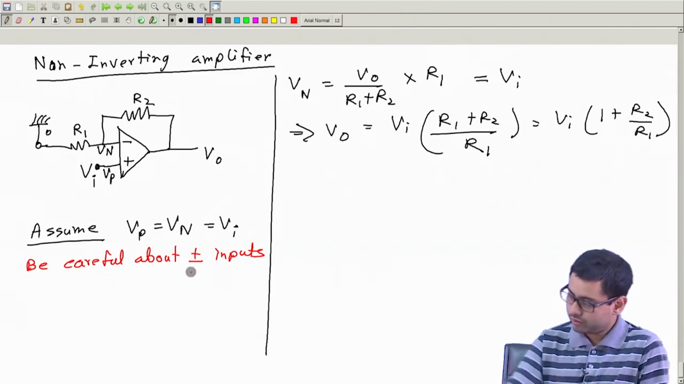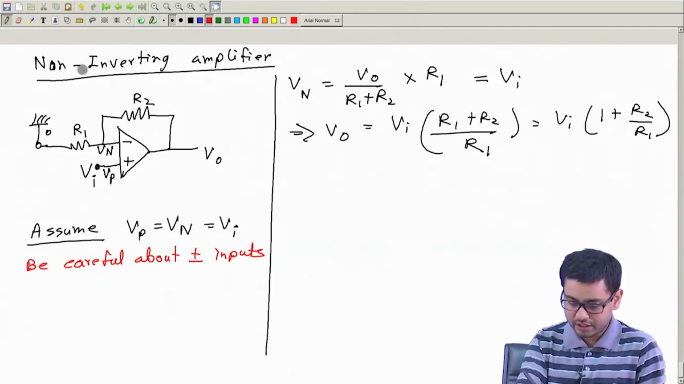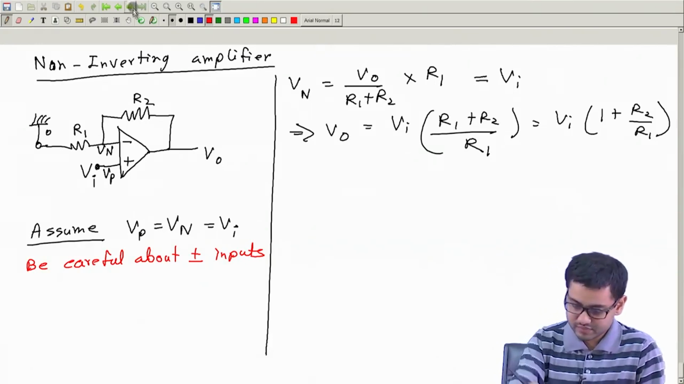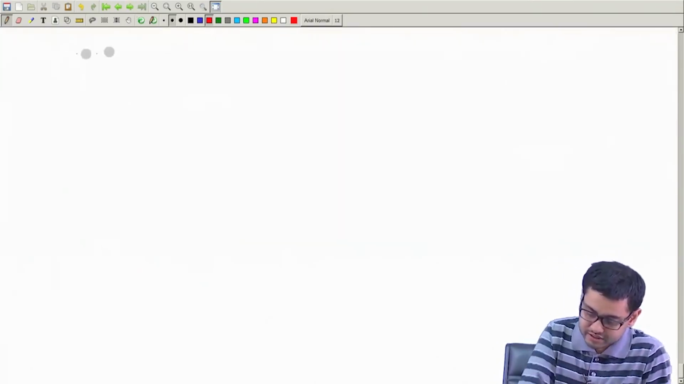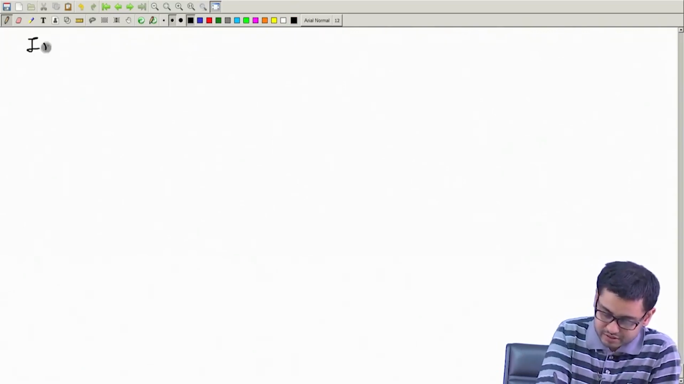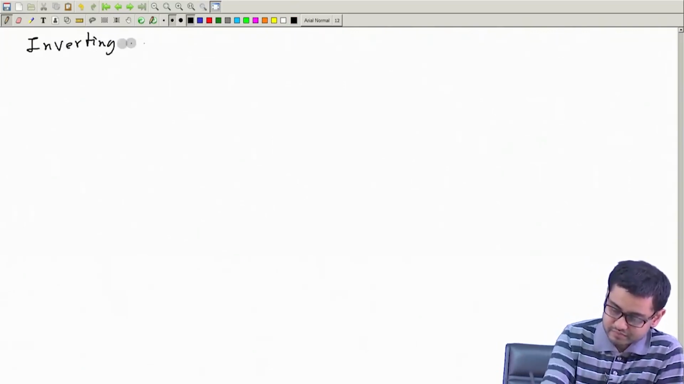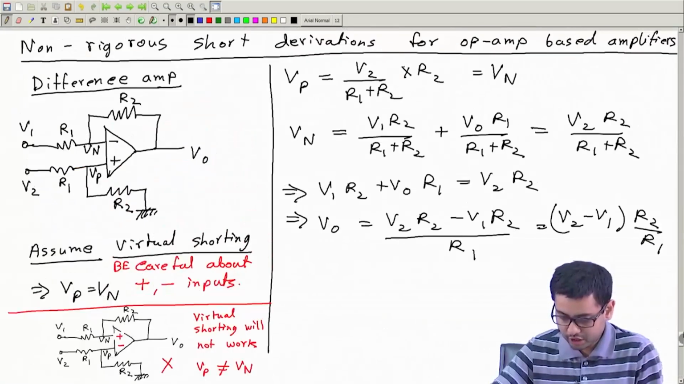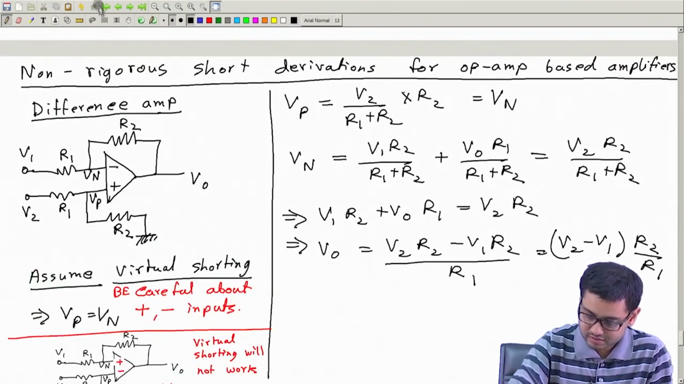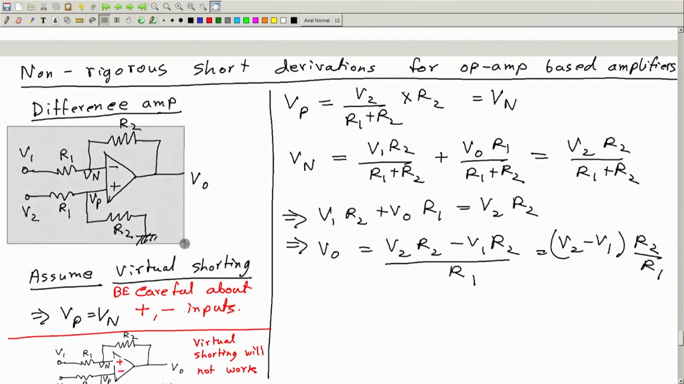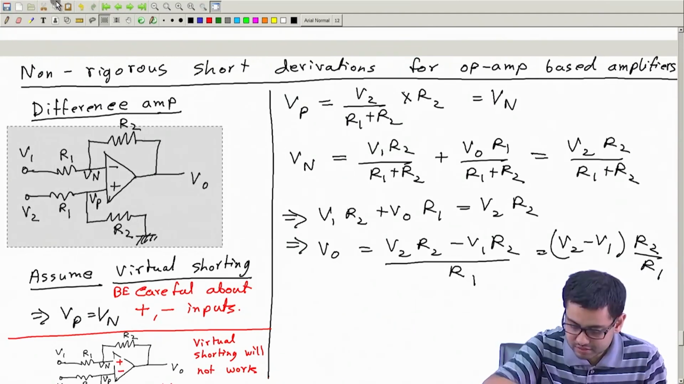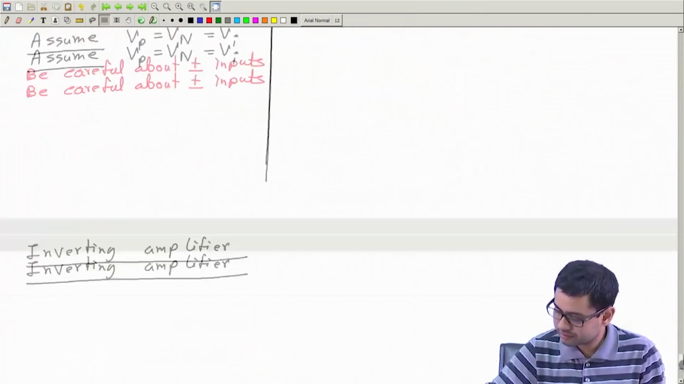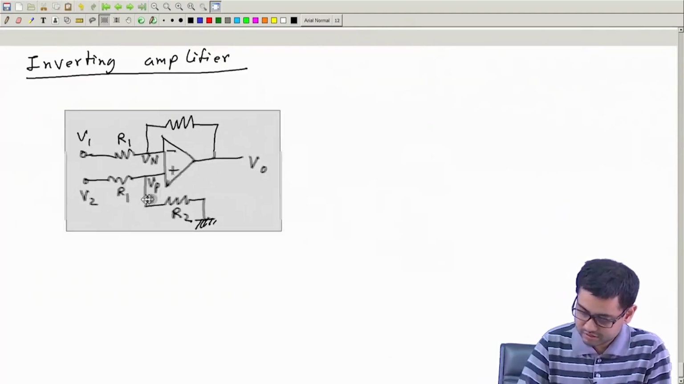Okay. Now last thing, this inverting amplifier. Okay, so last thing is inverting amplifier. Quickly, I will always start from the circuit of difference amplifier, even if I remember it directly. Copy, paste.